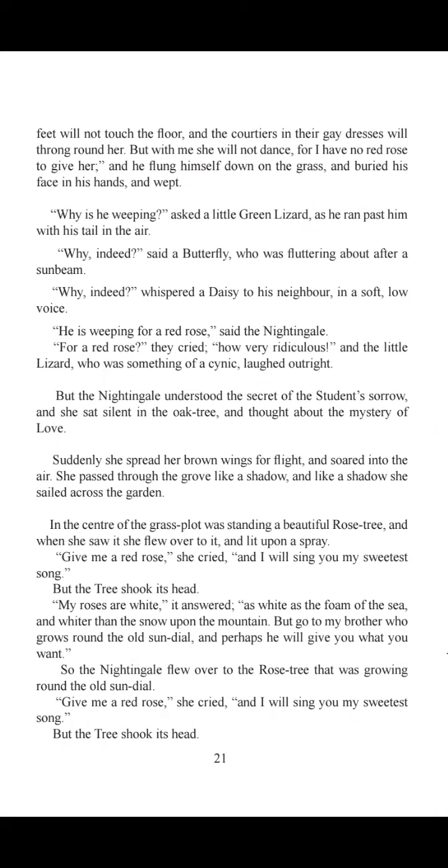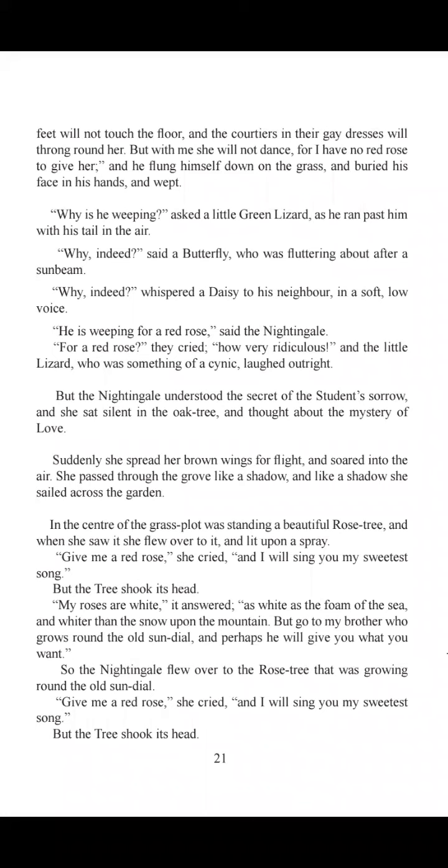"But the tree shook its head. 'My roses are white,' it answered, 'as white as the foam of the sea and whiter than the snow upon the mountain.'" So why is Oscar Wilde giving these similes? Because he wants the reader to understand what kind of white: white as the foam of the sea, whiter than the snow upon the mountain. "But go to my brother who grows round the old sundial, and perhaps he will give you what you want."